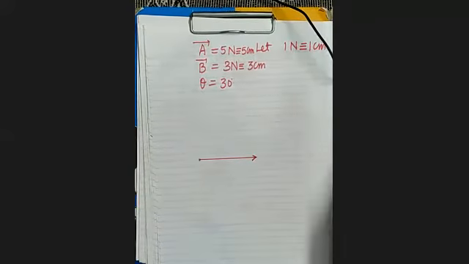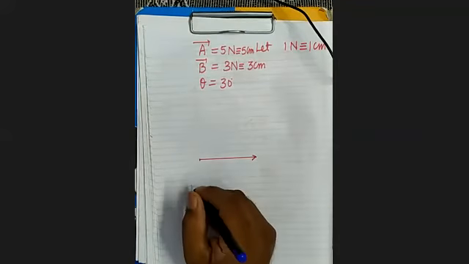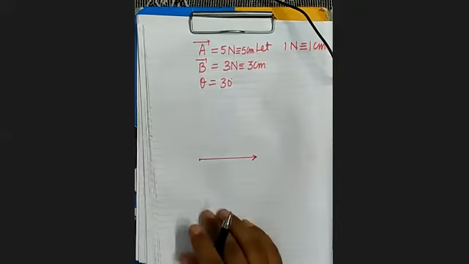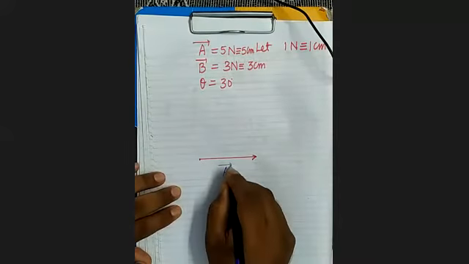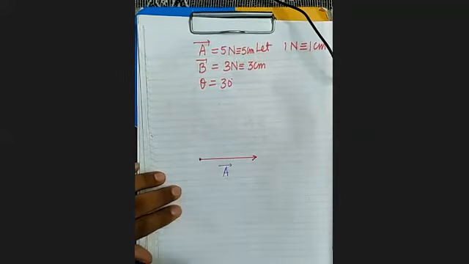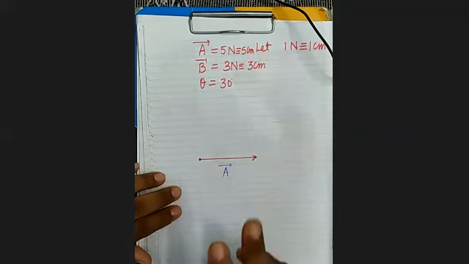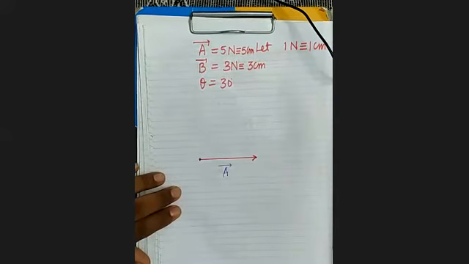हम जरा पढ़ा लें. Now see here, this is the vector A. This is the tail of the vector A and this is the head of the vector A. Now we will draw the second vector from the head of the first vector.